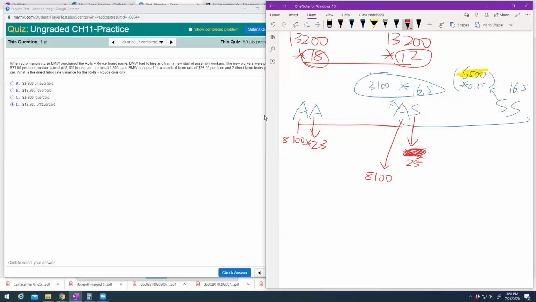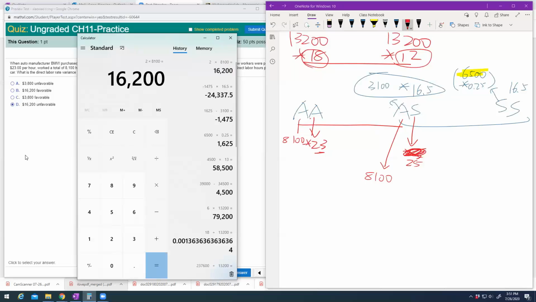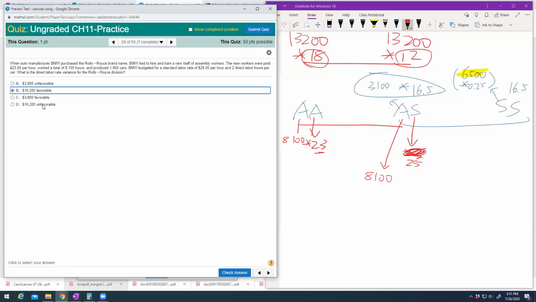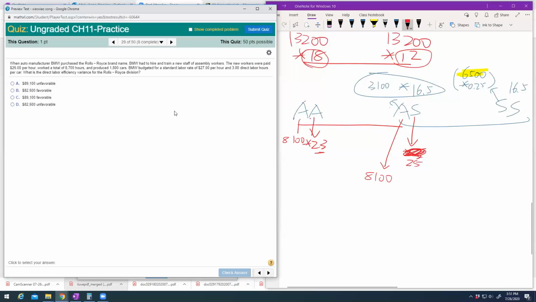So you actually manage to pay a lower rate, right? Standard said it's 25, but actually you only pay 23. So you save $2 for 1 hour, and then you actually use the 8,100 hours. So totally you save $16,200. Okay, that's my fault. I put the wrong thing there.